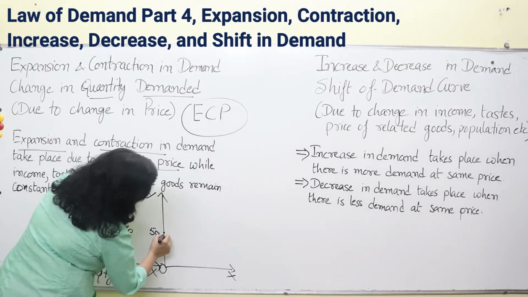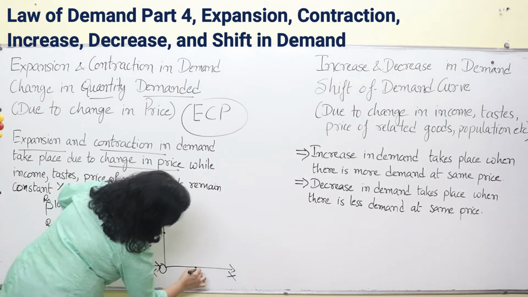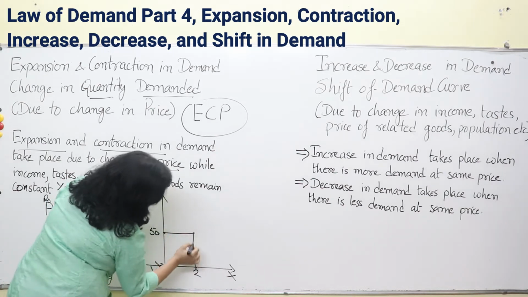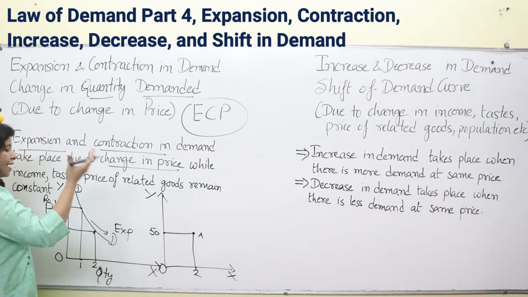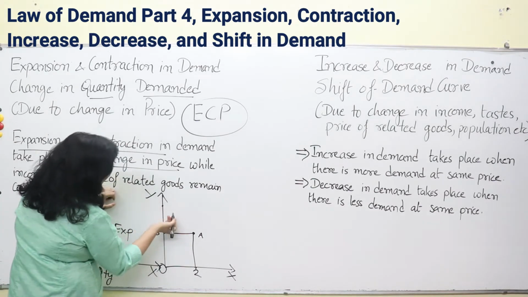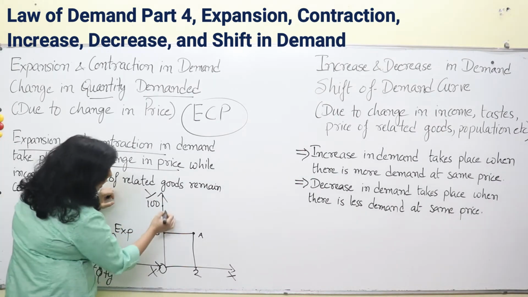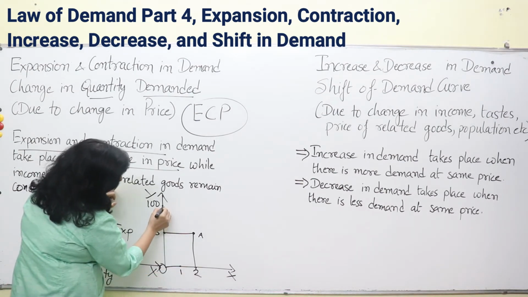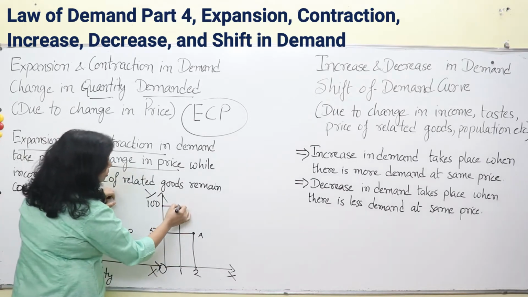Now this is here, and at this price I was having 2 coconut waters per day. Now let's join these points, and this is my point A. Now if price increases, what will happen? Now this has become 100 or 80, whatever you can say. We are taking 100 as the example. So at rupees 100, I am consuming only one coconut water. So this is point B.